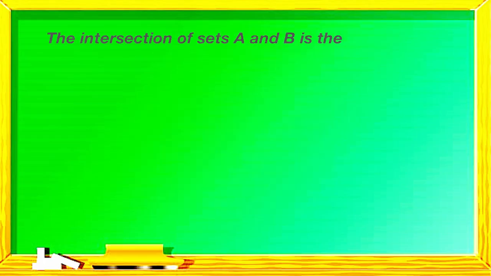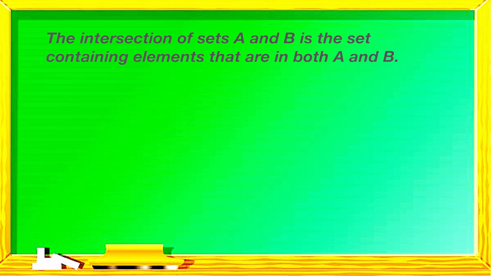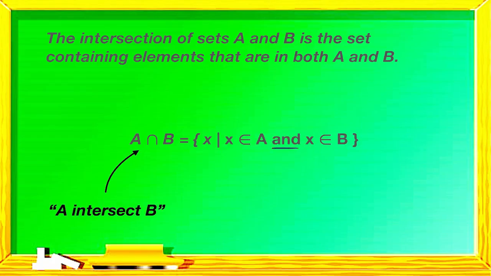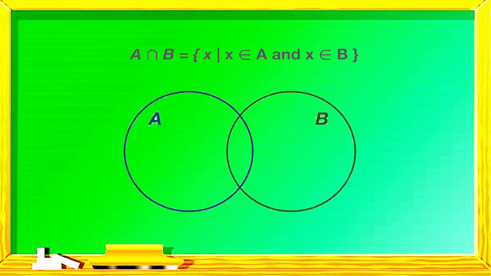The intersection of the sets A and B is the set containing elements that are in both A and B. The intersection of A and B, or A intersect B for short, is symbolized with an upside-down union symbol and is formally defined as the set of x such that x is in A and also x is in B. The word "and" being the most important bit. If the elements of the intersection must be in both A and B, then we're talking about the overlapping part of the Venn diagram.